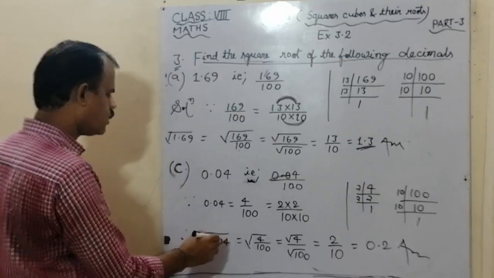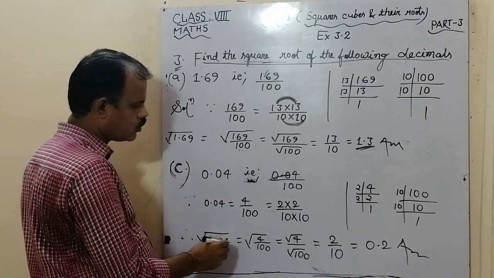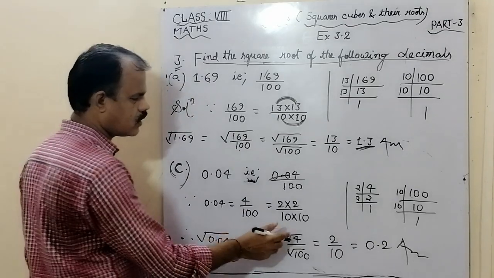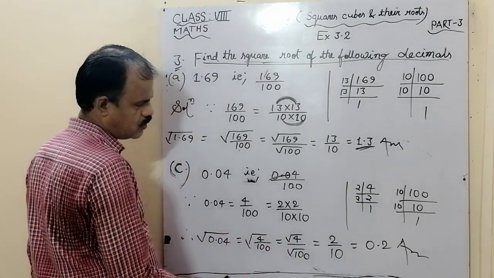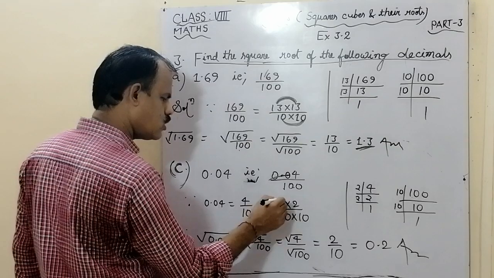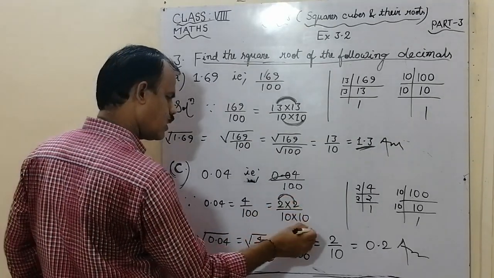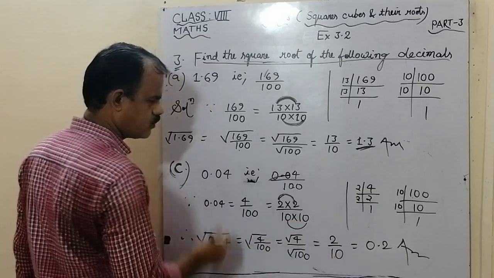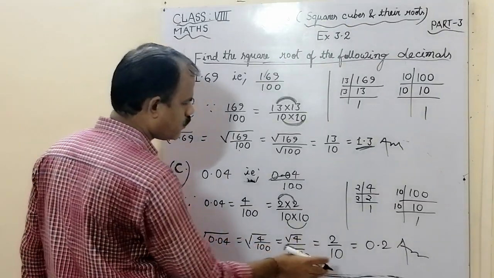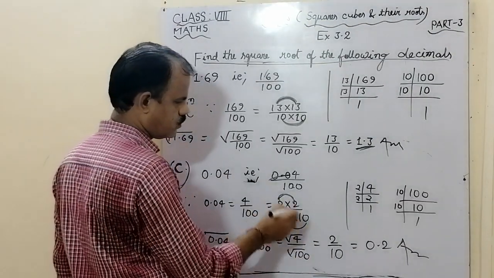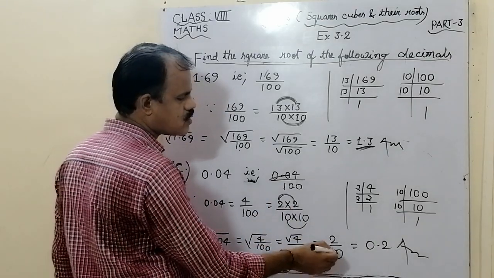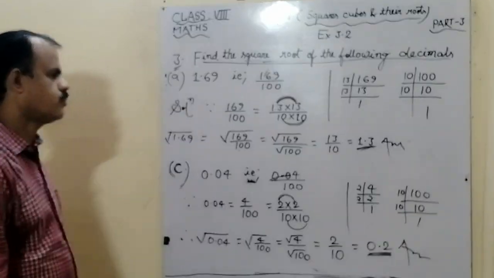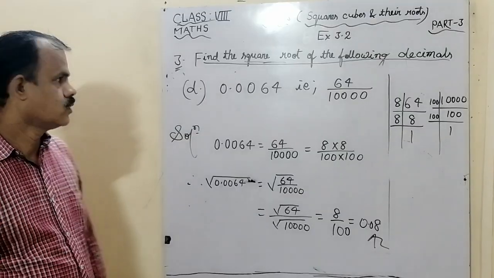So root under 0.04 equals root under 4 by 100. We can separately write under root 4 under root 100. So for 4, here you see 2 into 2. So 2 is taken out here, and here 10 into 10. It becomes 10. We have taken out one factor. So 2 by 10 means 0.2, and this is the final answer. Yes, student.